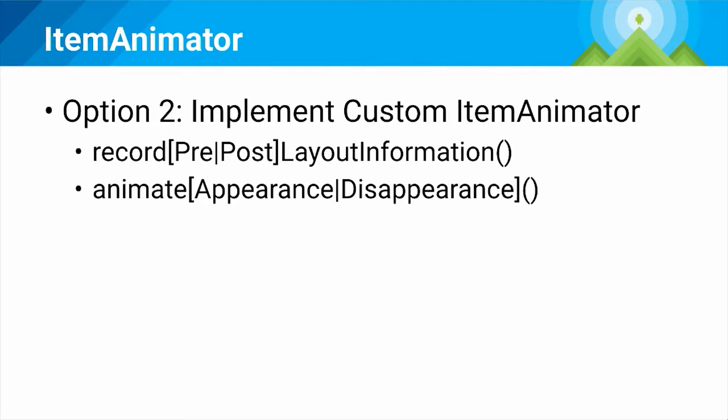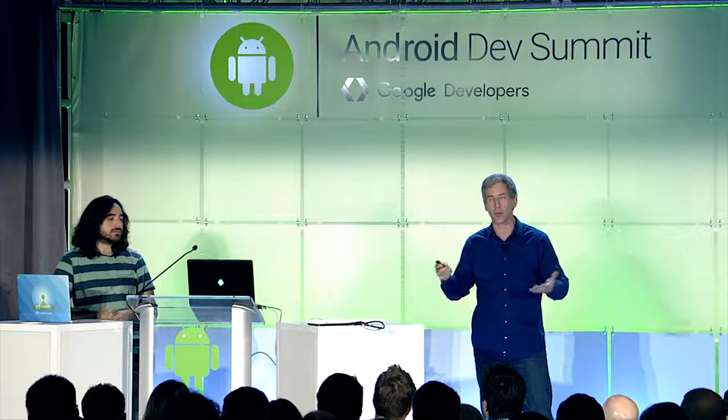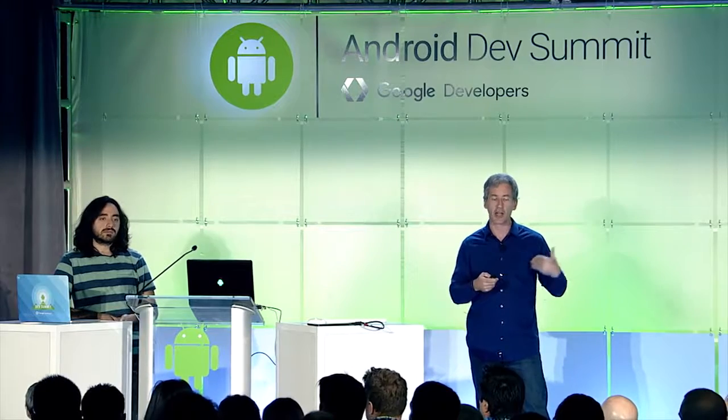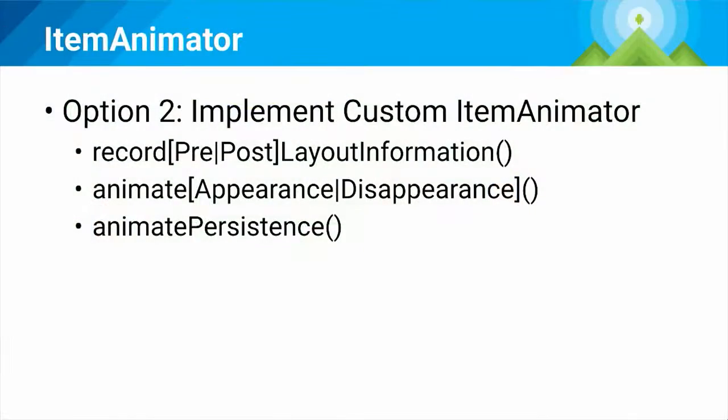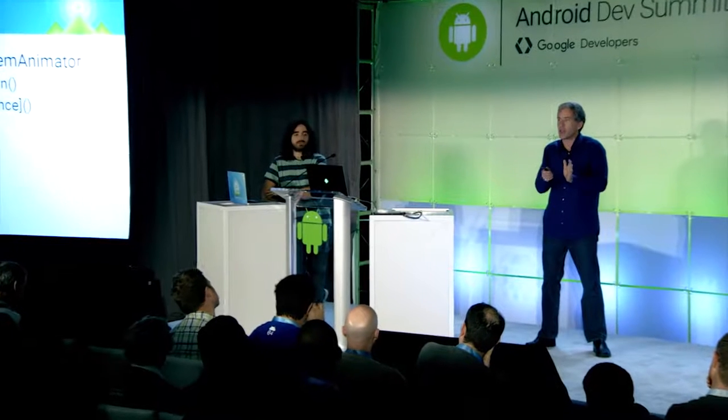So you can animate the appearance or disappearance for things that are appearing or going away, whether they're moving or not. You're going to animate persistence, which is the things that don't move, as well as the things that move on the screen but basically are there before and after layout runs. And then you're going to animate change when the actual contents in items change. And all of these, as I said, have standard implementations in default item animator, but then you can choose to override and do something custom if you want.